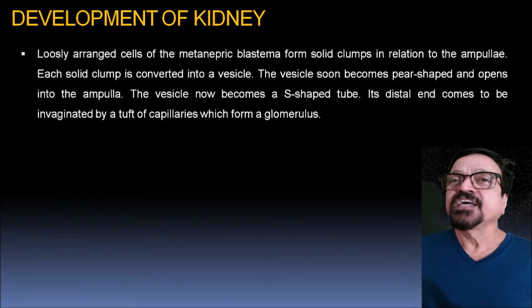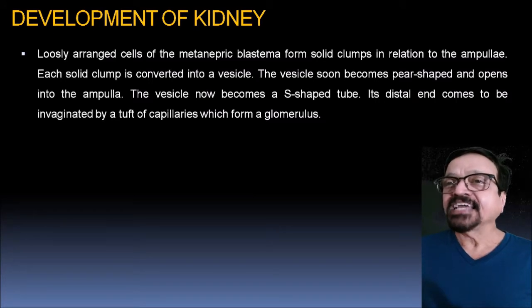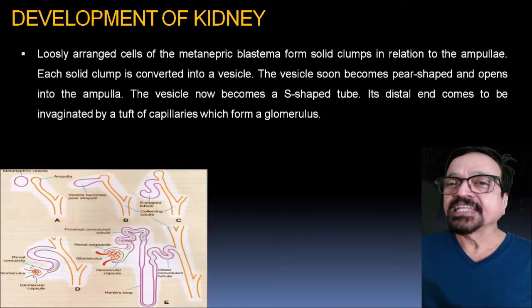Now further, loosely arranged cells of the metanephric blastema form solid clumps in relation to the ampulla. Each solid clump is converted into a vesicle. The vesicle soon becomes pear-shaped and opens into the ampulla. The vesicle now becomes an S-shaped tube. Its distal end comes to be invaginated by a tuft of capillaries which forms the glomeruli. This diagram tells you all about it.